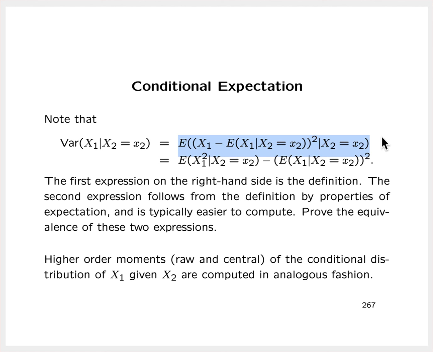We could calculate the raw moments. For example, here we see the second raw moment of the conditional distribution of x1 given x2. We could certainly calculate the third raw moment of the conditional distribution of x1 given x2, and also the fourth raw moment. In fact, we could calculate any raw moment for a conditional distribution, and it would be calculated in this way.